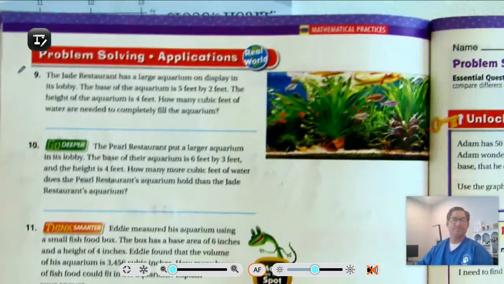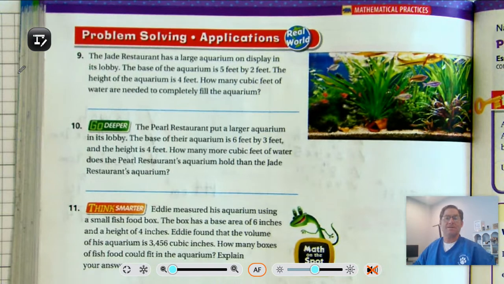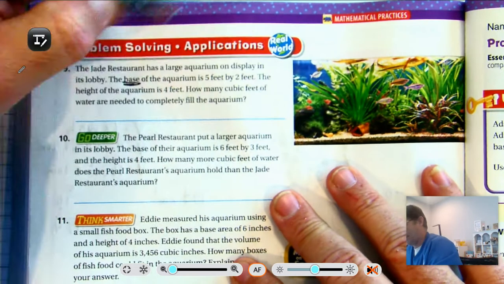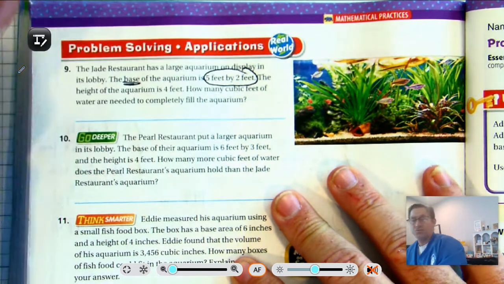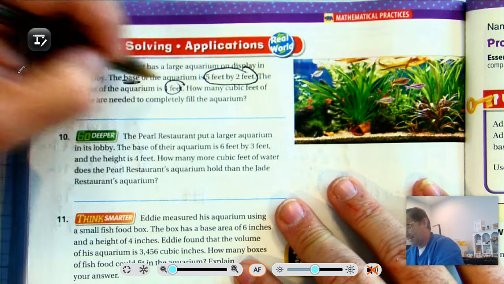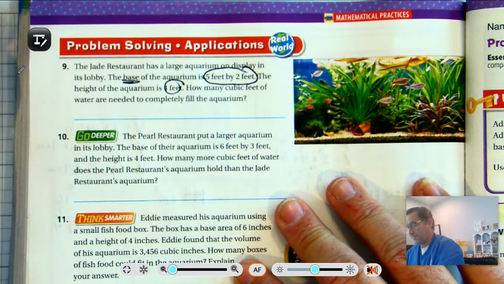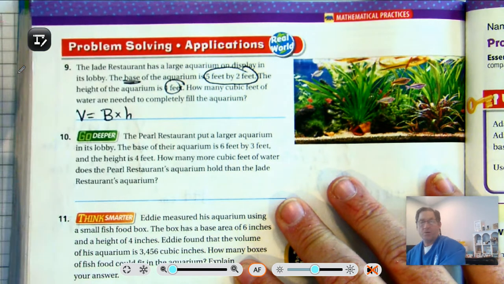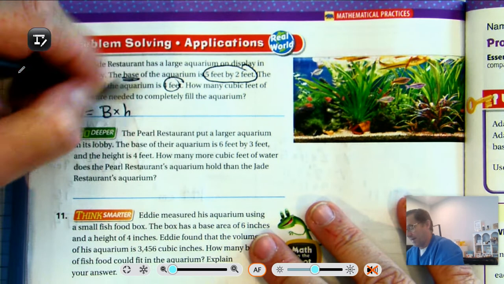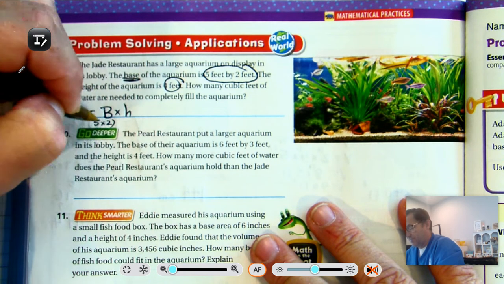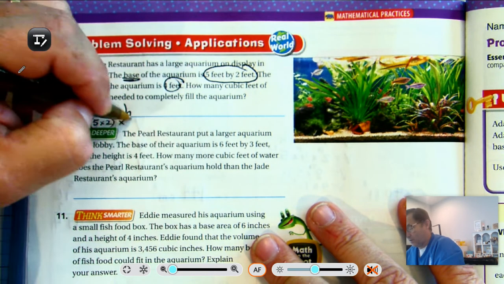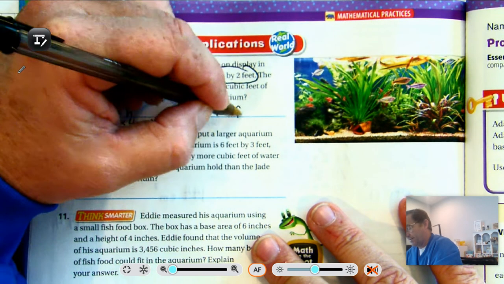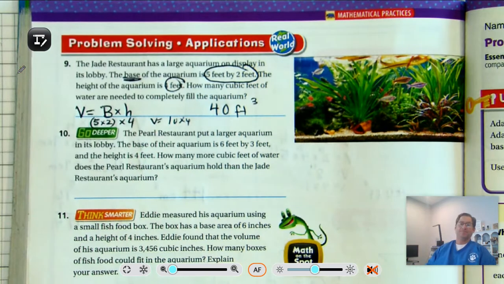All right, number 9. The Jade Restaurant has a large aquarium on display in its lobby. The base is 5 by 2. The height is 4. How many cubic feet of water are needed? So they're telling us volume is base times height. So the base is 5 times 2, and the height is 4. So its volume is 10 times 4, so 40 cubic feet.